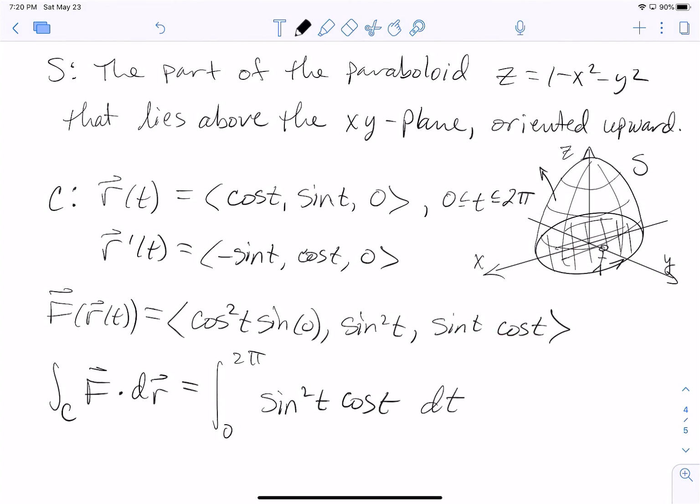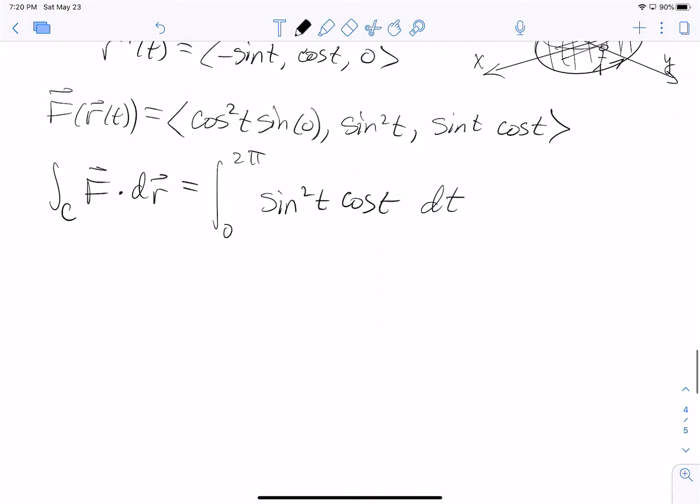So we end up with a fairly straightforward integral. And using the power rule and a substitution, we get 1/3 sine cubed of t evaluated from 0 to 2 pi. Our result is 0, folks.